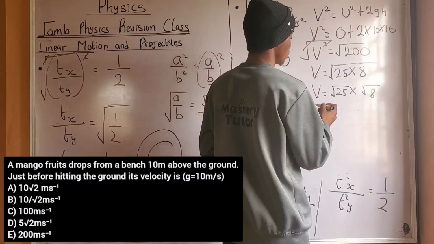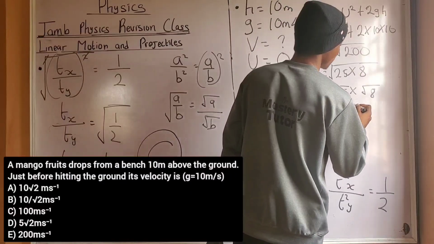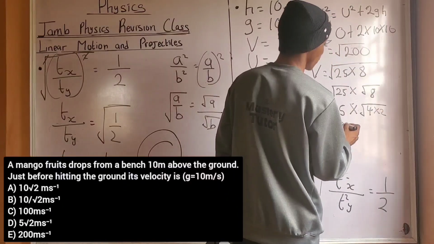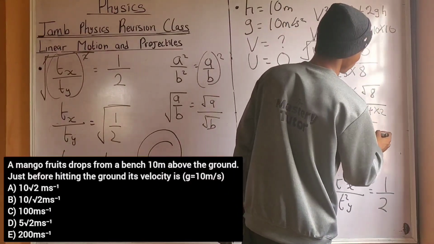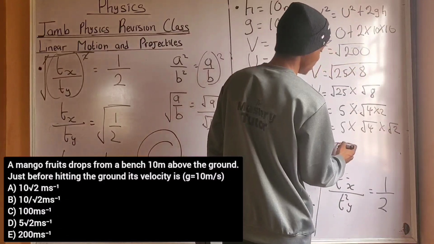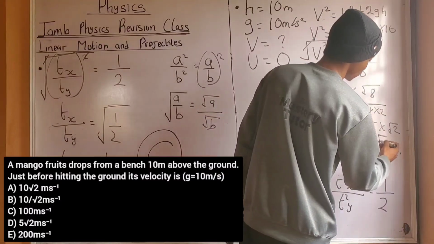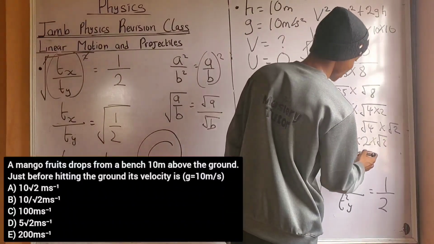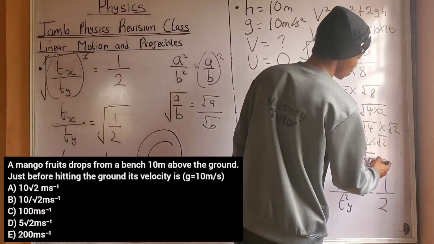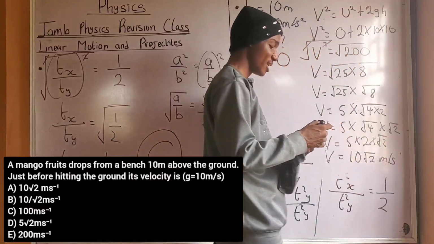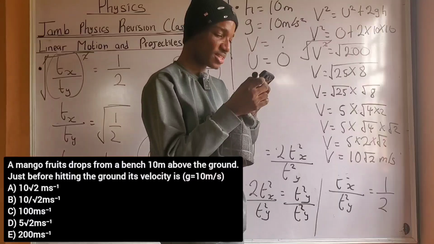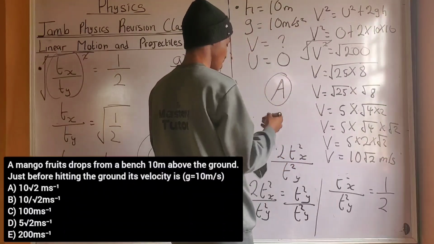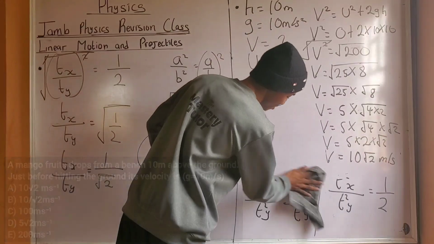Okay, now square root of 25 is what? 5. And square root of 8 can be written as 4 times 2, right? So v equals to 5 times square root of 4 times square root of 2. Are you getting it? v is equals to 5 times 2 multiplied by the square root of 2. Okay? So v is equals to 10, because 5 times 2 is 10, root 2 meters per second. Okay? The correct option to that question is option A. Option A is correct. Okay? Let us proceed to the next question.